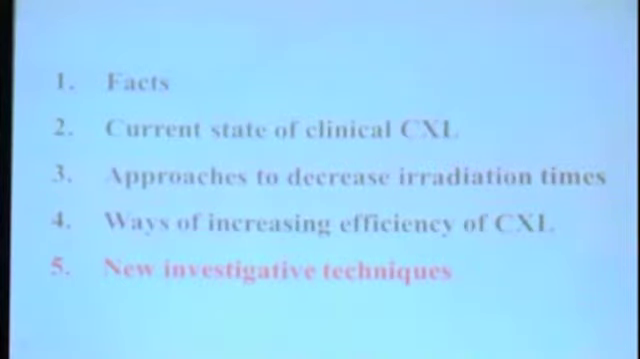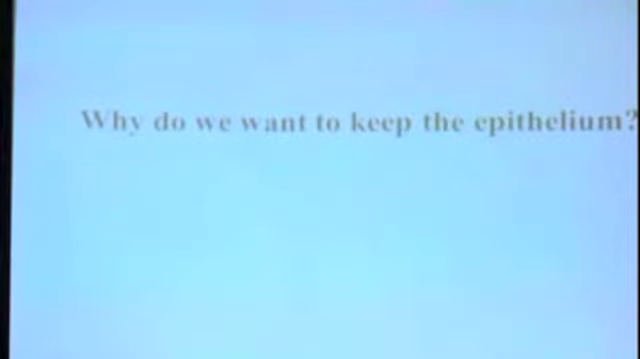So let's go on to the new investigative techniques. First of all, why do we want to keep the epithelium? This has to do with the complication rate. First, we get sterile infiltrates in about 8% of the cases when we perform cross-linking. You can easily see this here in the periphery. They are always in the periphery, and they are easy to treat with topical steroids.